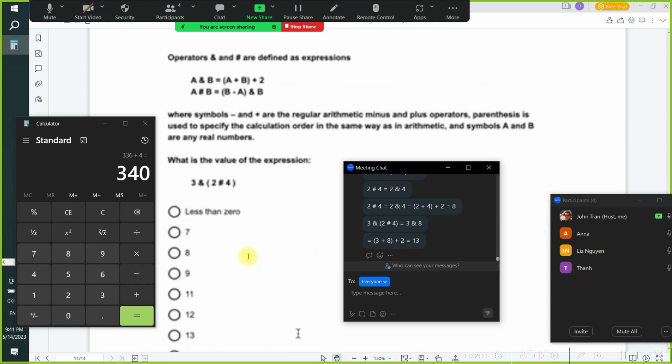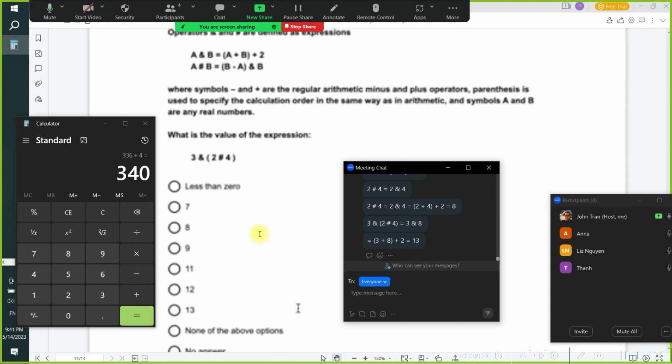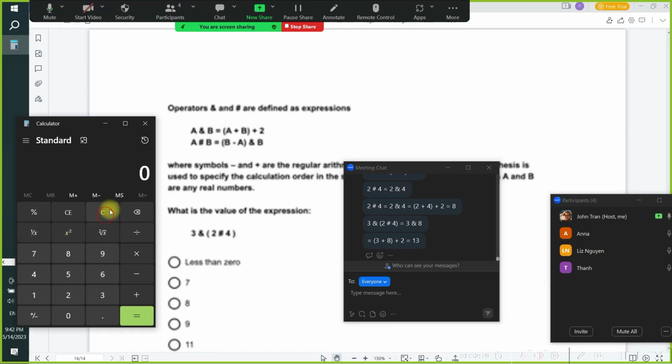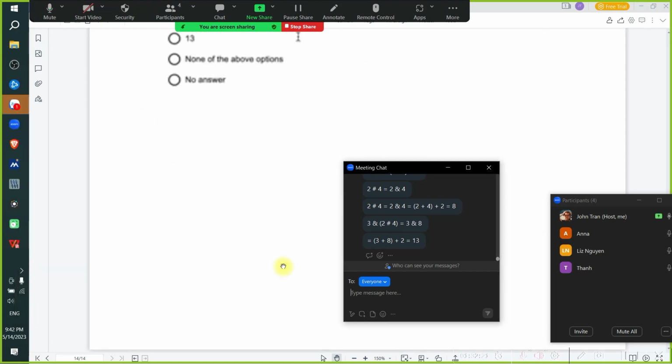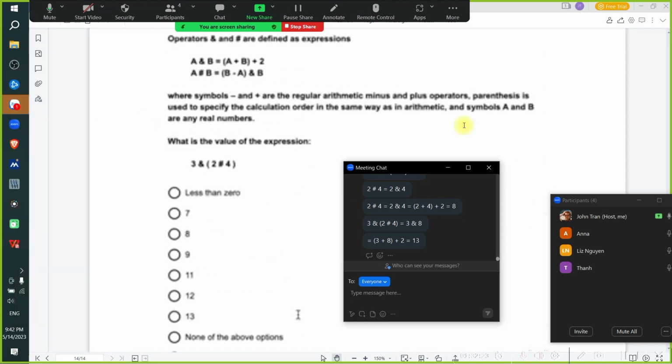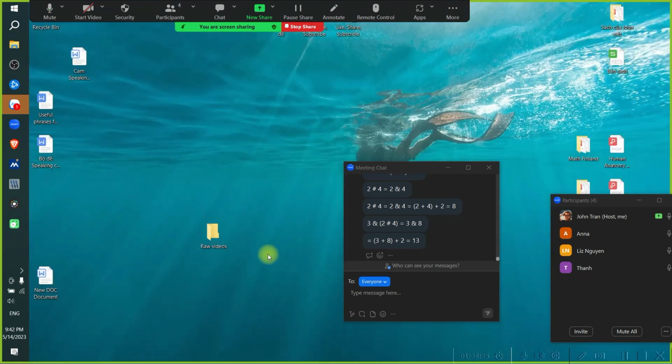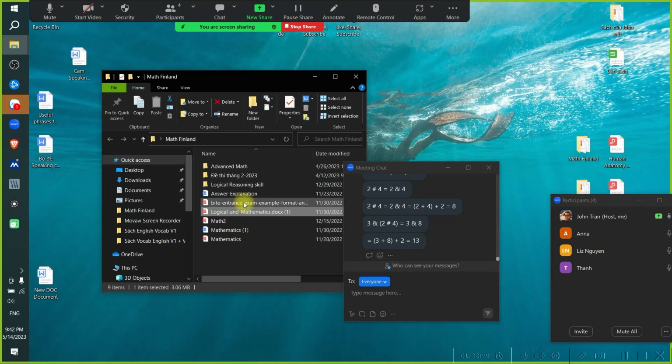It looks annoying but it's not that hard, I think. Okay, that's the end of the file. We can move on to the next one.